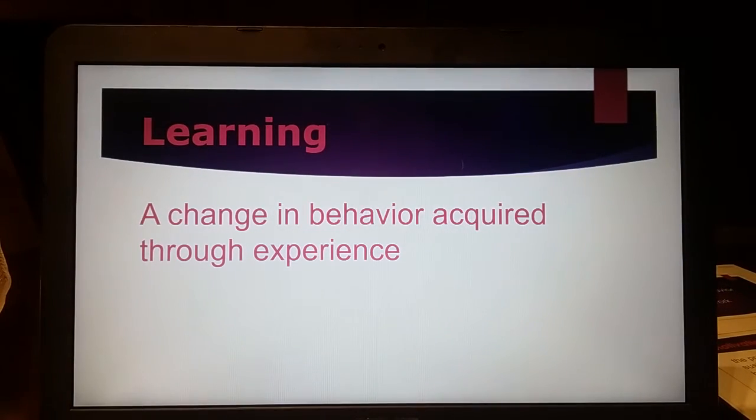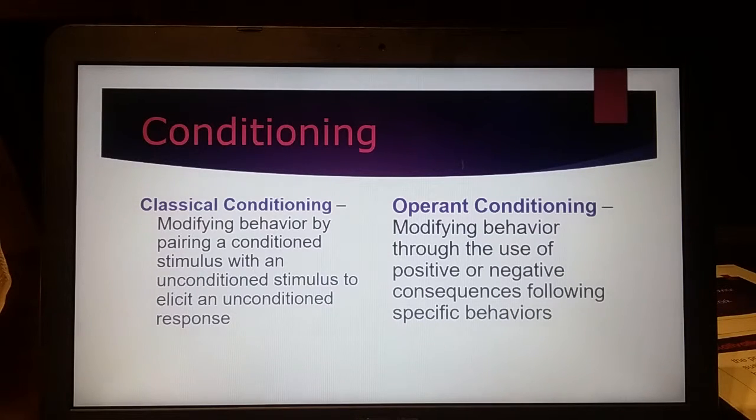Okay, so learning is a change in behavior acquired through experience. So the experience can come in different ways. So we talk about two different types of conditioning. Classical conditioning is basically this idea of modifying behavior by pairing a conditioned stimulus with an unconditioned stimulus to elicit an unconditioned response.